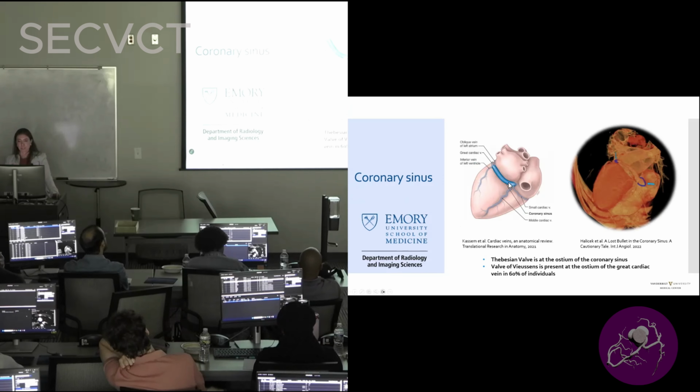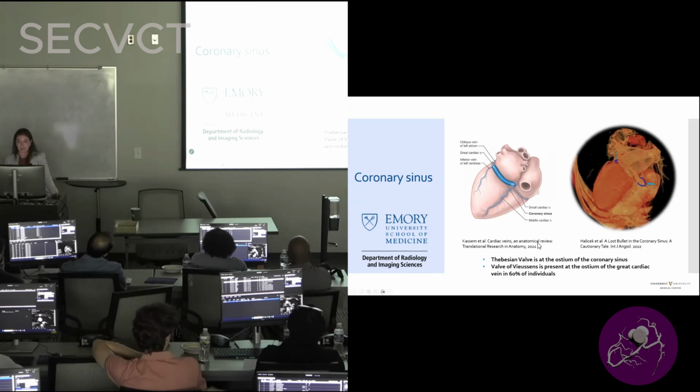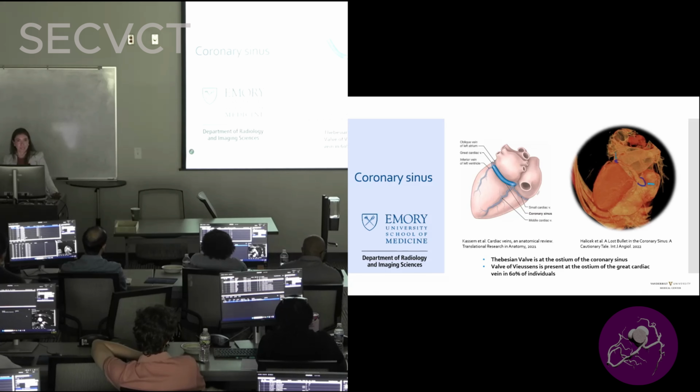And here's just a schematic of the coronary sinus, the Thebesian valve, and the Vieussens valve, which is present in about 60% of individuals. Just an interesting fact, as I was looking this up, the coronary veins were first described by Leonardo da Vinci before they were described by these two big names, Thebesius and Vieussens, in 1706. So this goes way back.